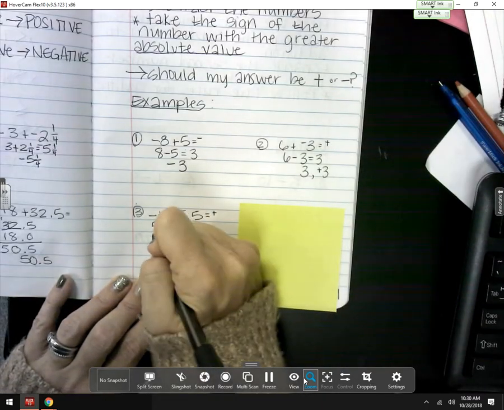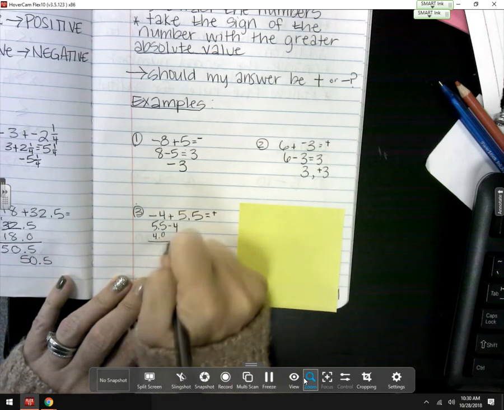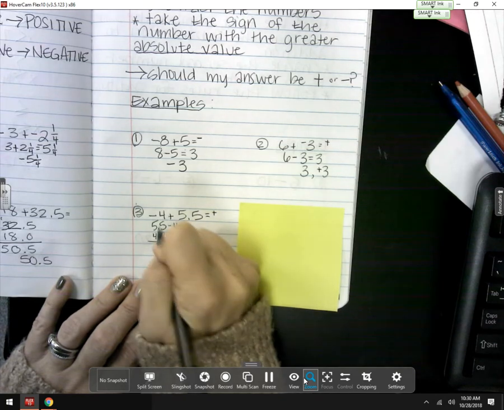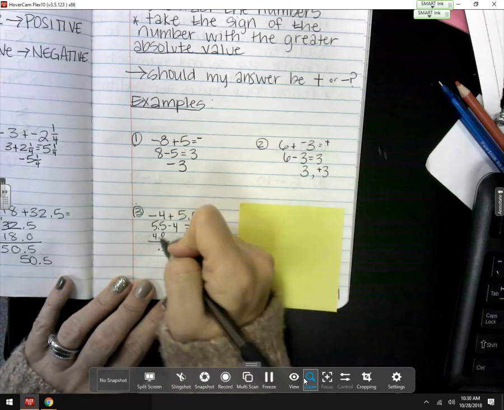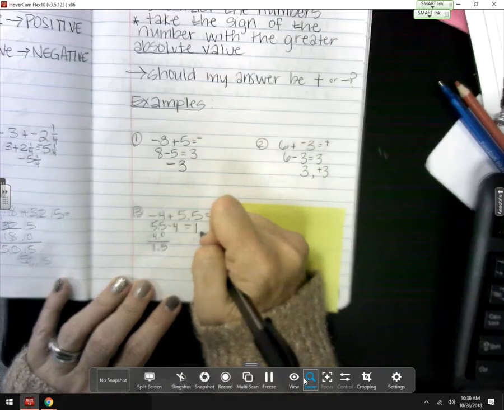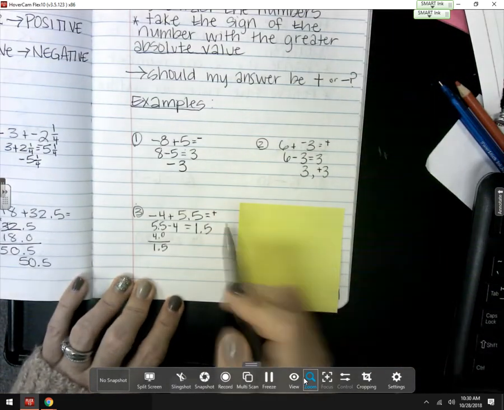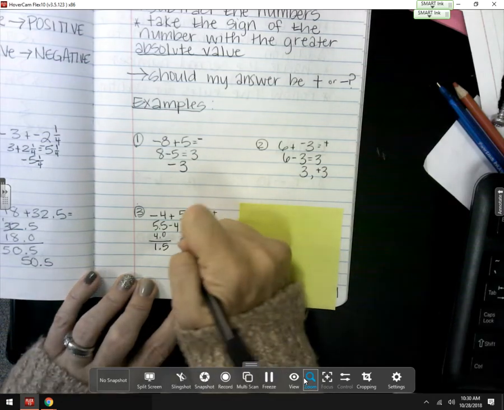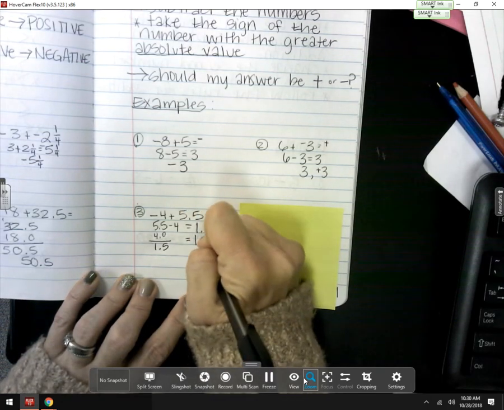And for me, I'd rather have this stacked because that just feels more comfortable to me. So 5 take away 0 is 5. Drop that decimal. 5 take away 4 is 1. So my answer is 1.5. And remember, we have to pay attention. It's going to be a positive 1.5. So my answer is positive 1.5.